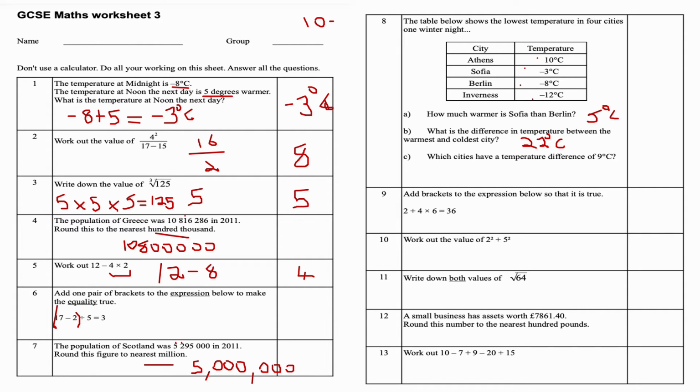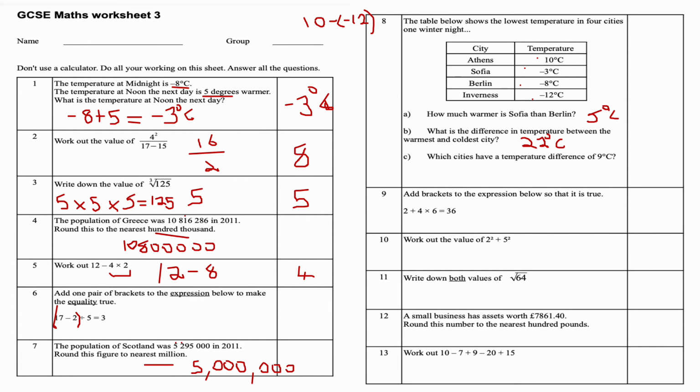takeaway. So remember that difference is always a takeaway. I'm doing 10 takeaway negative 12. Okay, and that's how I get 22. The 2 minuses make a plus. 10 plus 12 is 22.